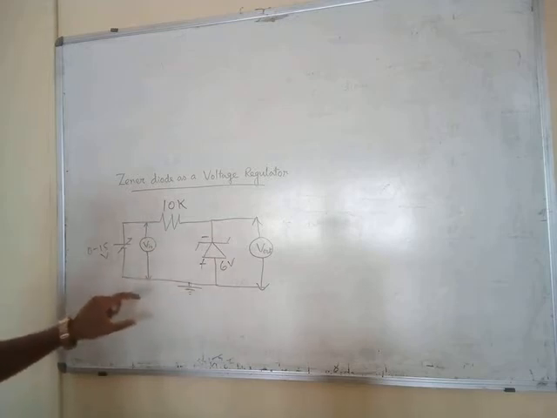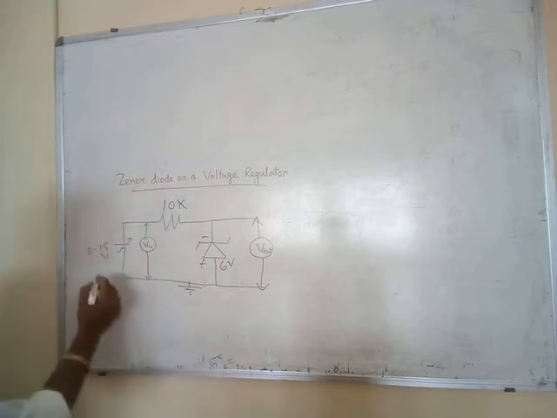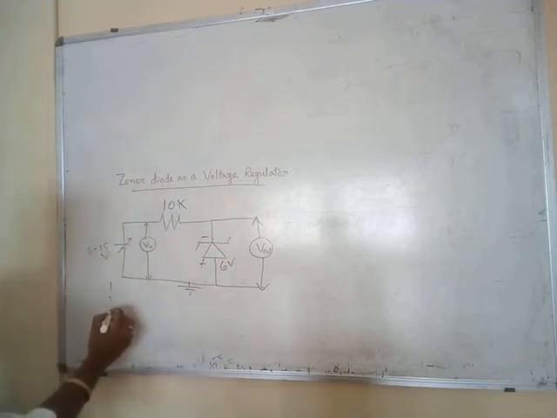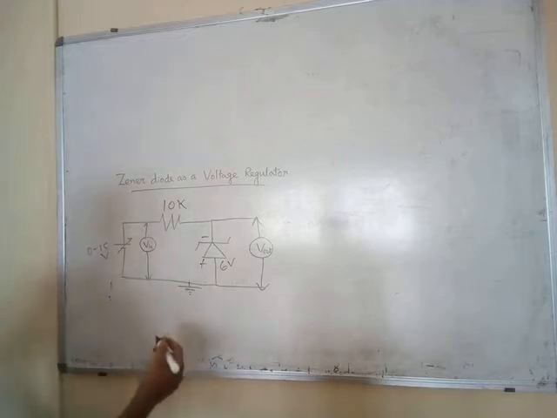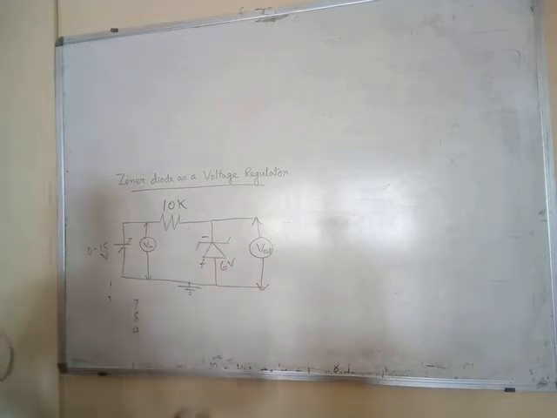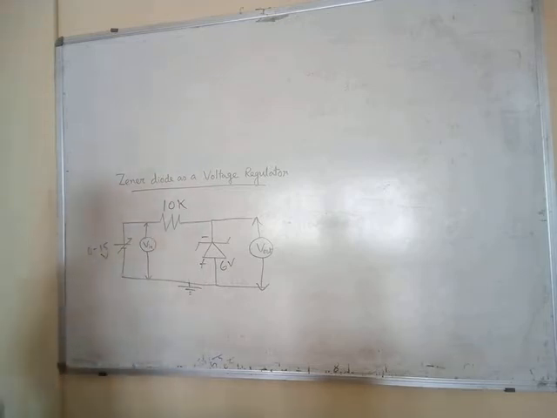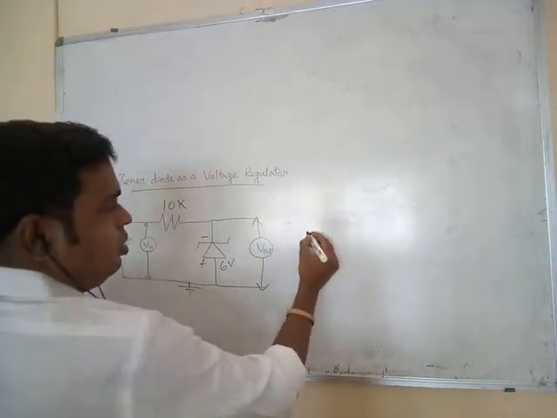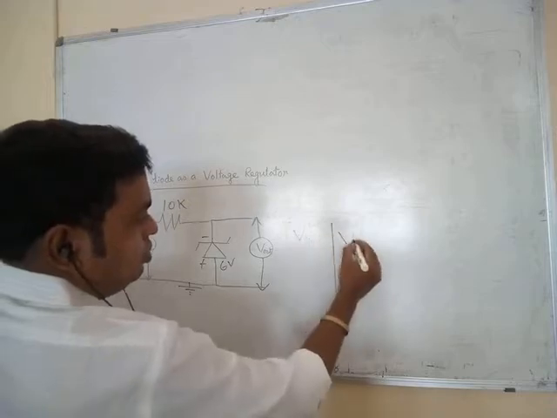So we get up to 6 volt whenever the input is going 0, 1, 2, 3, 4. Above that, if the input voltage is above 6 volt, that is 7, 8, 9, then the output voltage must be fixed. So it is called a voltage regulator. We have to make a chart, that is V in versus V out.